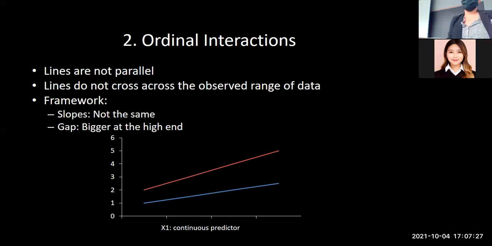This one's a little bit steeper than this one, which means the strength of the relation of this x1 with y is stronger than this one. And the gap is not the same. The gap is smaller down here, and it's bigger up here. There's a bigger difference between our 2 groups at this end of x1 than at this end of x1.